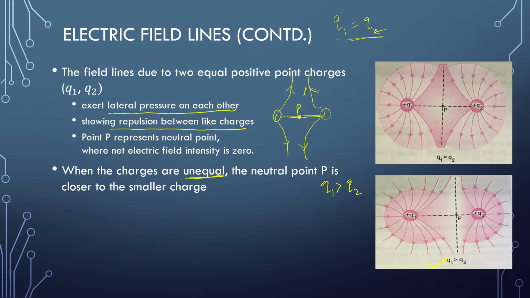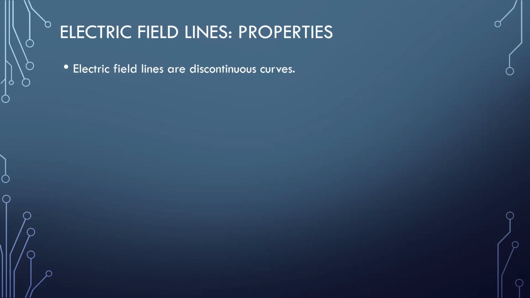But the point P, where the electric field intensity is 0, will shift towards the smaller charge. In this particular case, the dotted line is the line joining Q1 and Q2. So the point P will not be at the midpoint as Q1 is not equal to Q2. It will not be at the midpoint, but the point P where the electric field intensity is 0 will shift towards the smaller charge. Okay, so that's how we explain this.